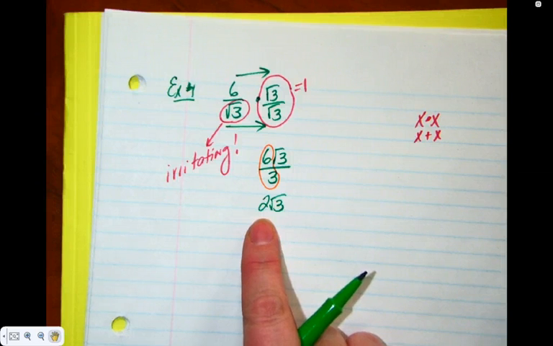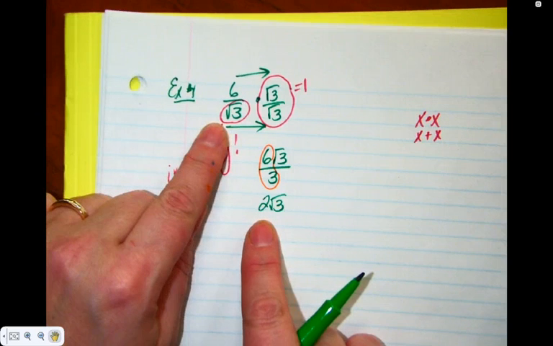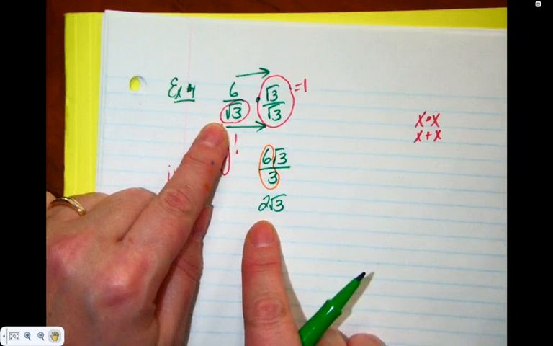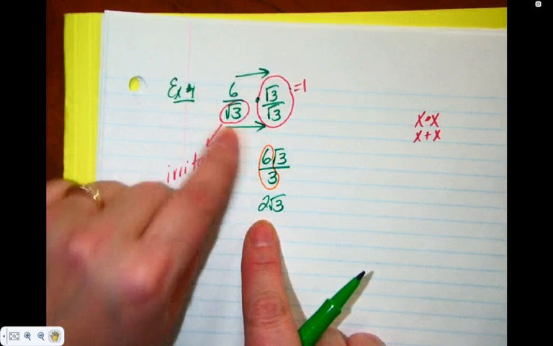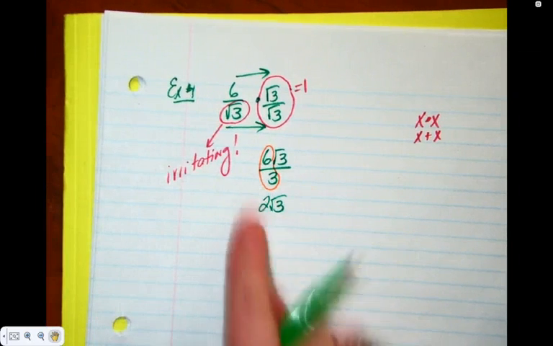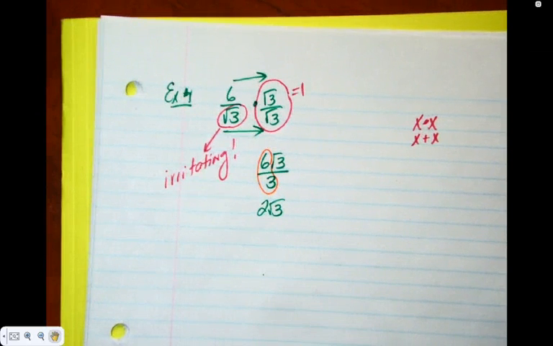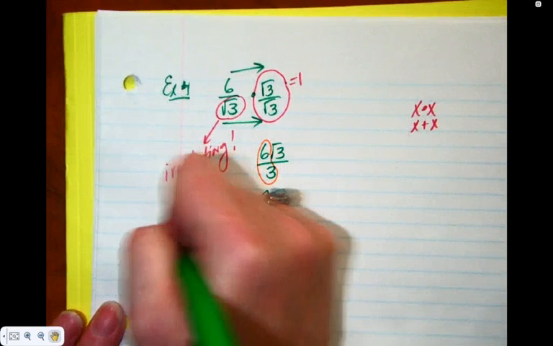I have not changed the value. All I've changed is what it looks like. Why? Because we just don't like the root in the bottom. This is unsimplified, unrationalized. This is rationalized or simplified. I have not changed its value, I just changed what it looks like. Why? We don't know. We just don't like it. You still with me? Let's do another one with a monomial on the bottom.